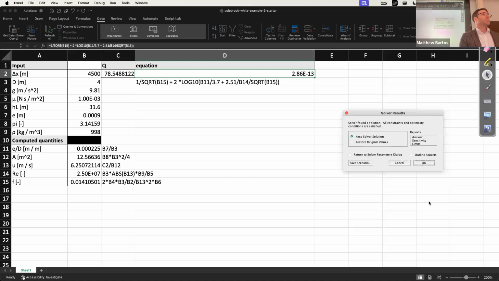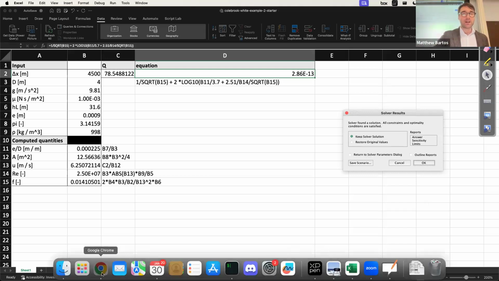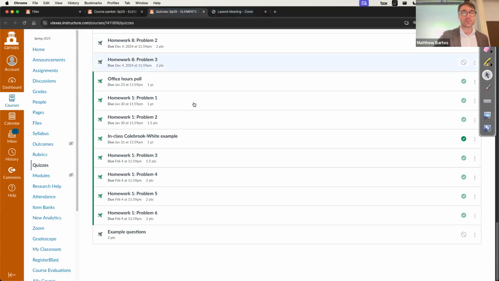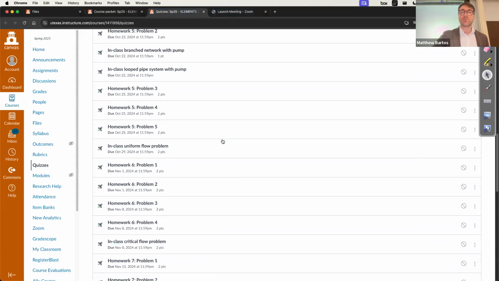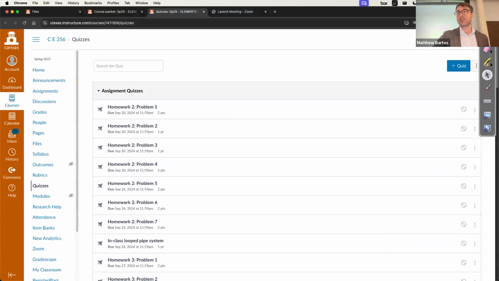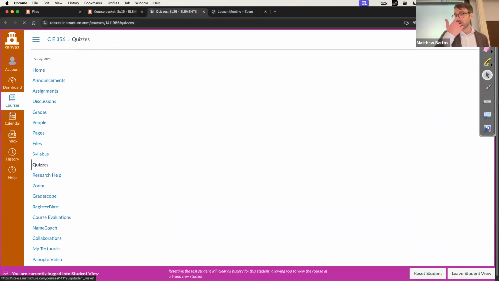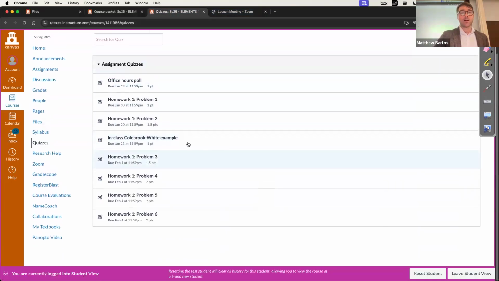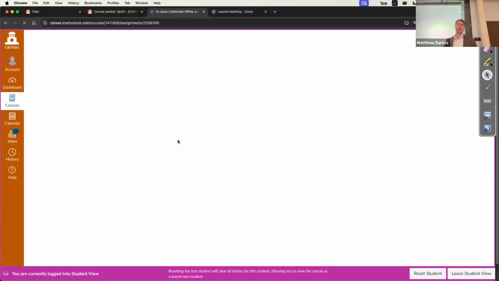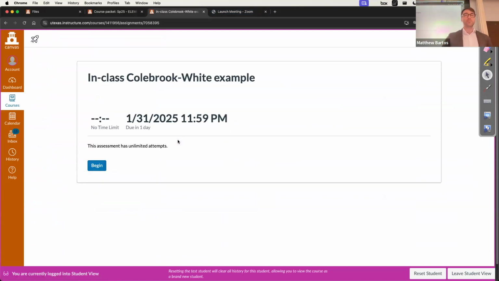So I have a problem I want you to work on independently. Work together with your partners to solve this. You can find the problem up on Canvas if you go to quizzes. It's the in-class Colebrook-White example. I might change the due date of this because we're a little bit behind where I want it to be. But you'll find the problem statement up in the in-class Colebrook-White example.